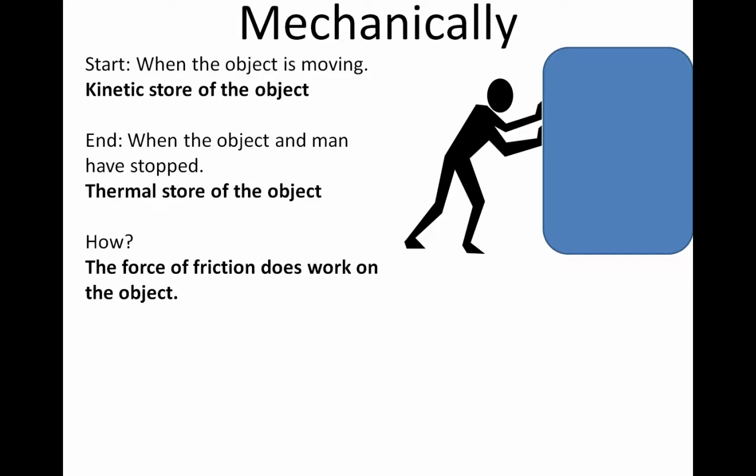Now we could also consider that the start point was before the man pushed the object, in which case the start point would be the chemical store of the object, and the end point again would be the thermal store. So by choosing the start point and end point, it gives us parameters by which we can describe this transfer.